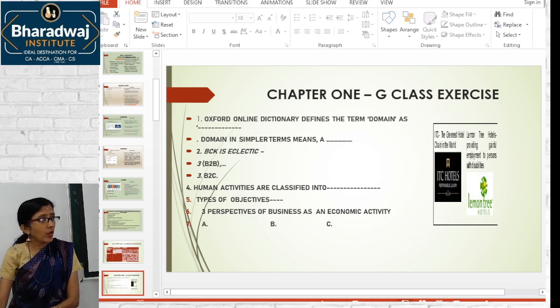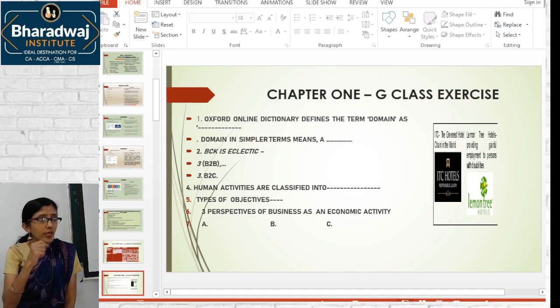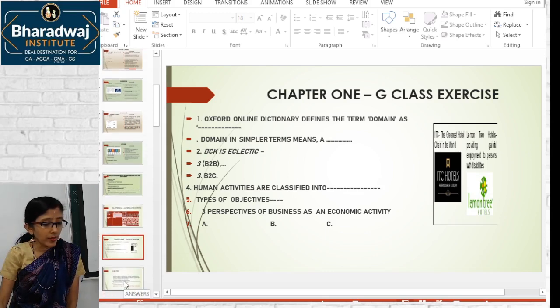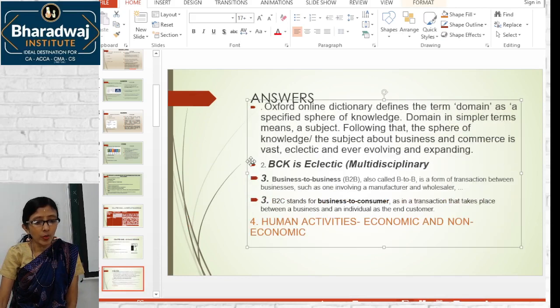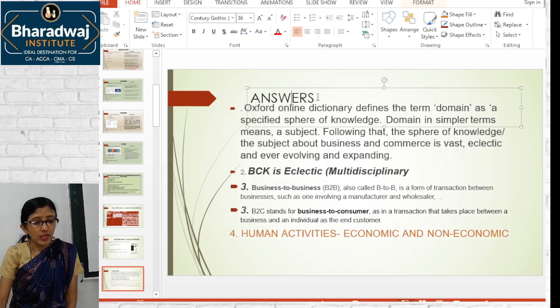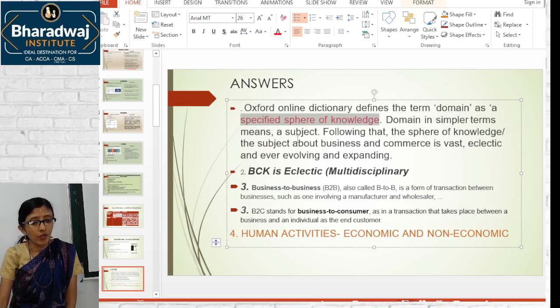Now we are going to go for the answer key. Keep your pen ready to tick mark the things you have got correct, and we will see how much you remember. Look at the answers. Oxford Online Dictionary defines the term domain as a specified sphere of knowledge. That is one repeatedly asked question. I did some web references and found that in several institutes, this question has been asked.